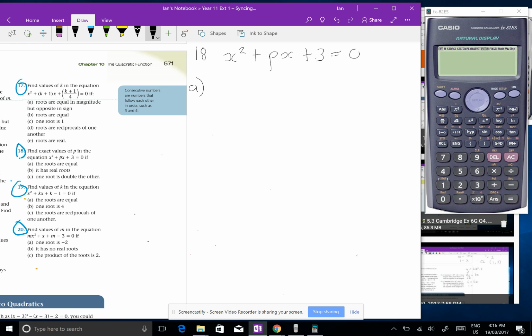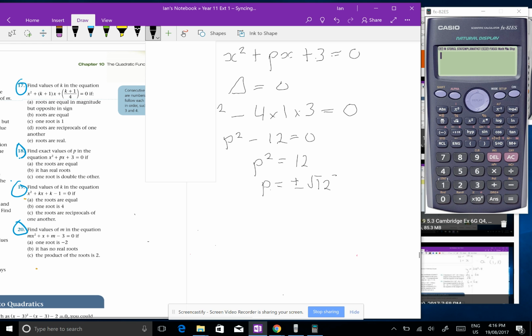Now I can do this without doing any of the product and sum, because I know if the roots are equal, it's a double root, and the discriminant will equal 0. And the discriminant is b squared, that's going to be p squared, minus 4 times a, that's 1, times c, 3, and that's got to equal 0. So you get p squared minus 12 equals 0. Therefore p squared equals 12. Therefore p will equal plus or minus the square root of 12.